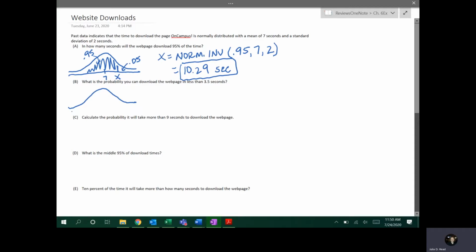So another bell-shaped curve for part B. This time, the web page is downloaded in less than 3.5 seconds. Now for your picture, the only thing I would generally suggest is that you get the 3.5 on the correct side of the mean. We know 3.5 is less than 7, so it's somewhere over here. As long as you get it to the left, I think you'll be in good shape. And it says less than, so we shade to the left.